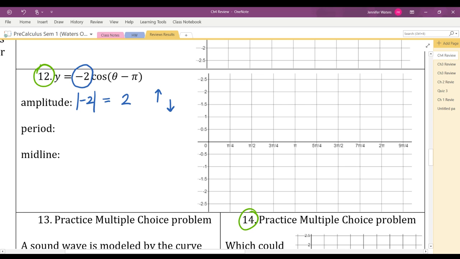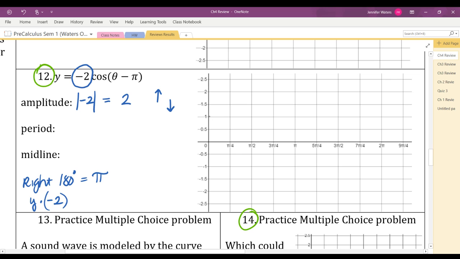I can't really figure out the period or the midline until I've actually graphed it. So let's think about the order. Let's always start at the inside and work ourselves out. This right here tells me I'm going to be moving to the right, I'm sorry, right 180 degrees, also known as pi. And then I'm going to have to multiply my y values by -2.